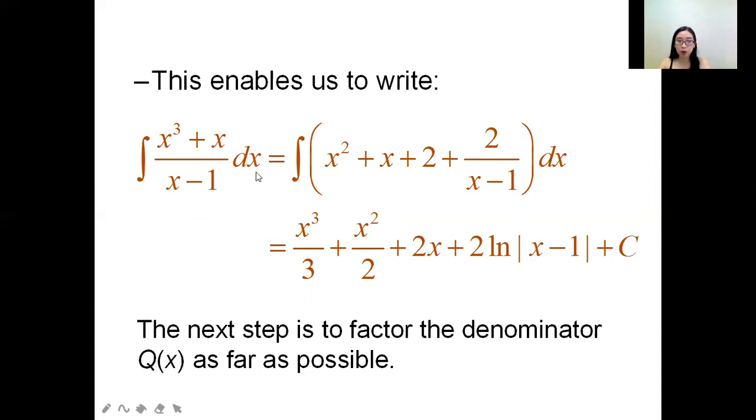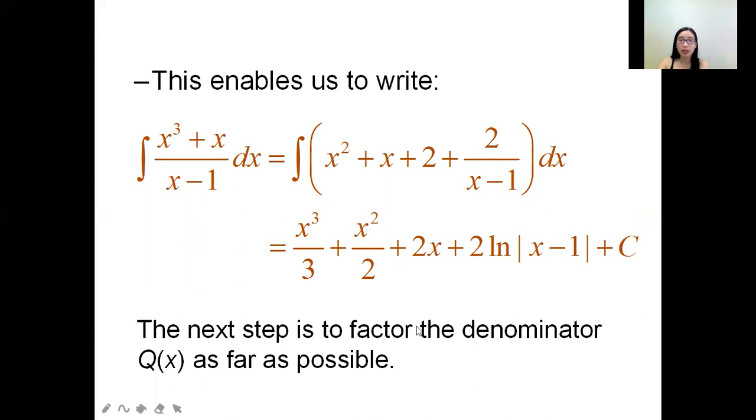So kung mag-perform ta og long division, we have x squared plus x plus 2 over the remainder, which is 2 over x minus 1. Therefore, we can make use of the basic integration formula. So, we have x cubed over 3 plus x squared over 2 plus 2x plus 2 ln of x minus 1 plus c.